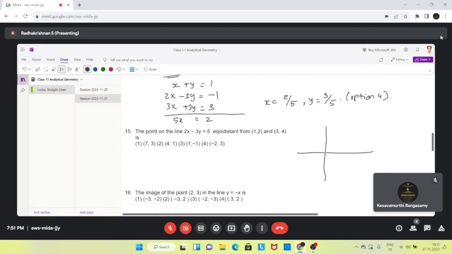2 by 3 is a little less. But the y axis, how can we find the y intercept? You simply put x equal to 0. So minus 3y equal to 5, y equal to minus 5 by 3. So it's somewhere here. And slope is less than 1. It is 2 by 3. So it will be like this. This is an illustration, in the exam you are not going to use this diagram to solve the problem, but just for illustration. So this is equidistant from point 1, 2. This is your 1, 2.